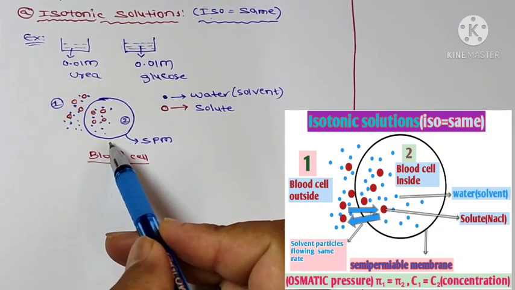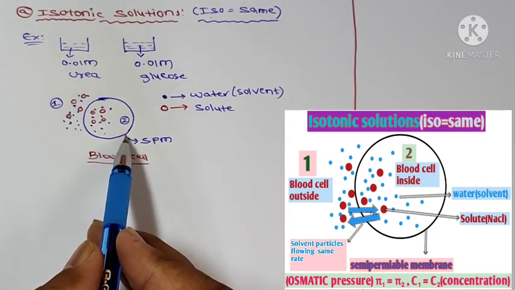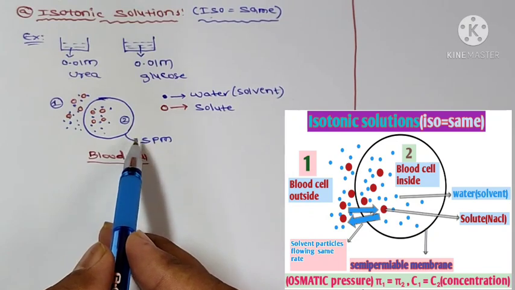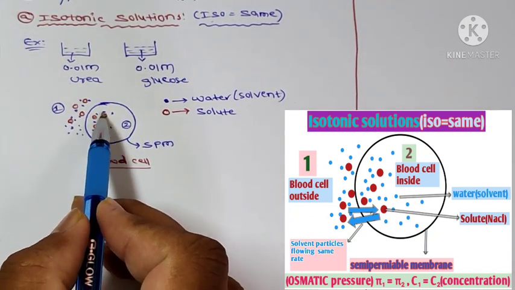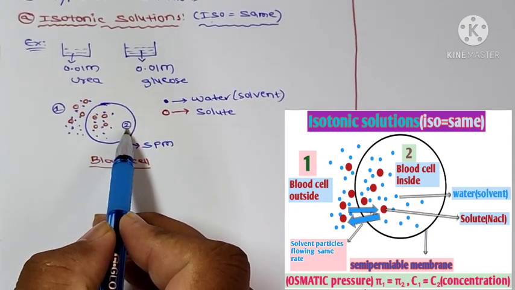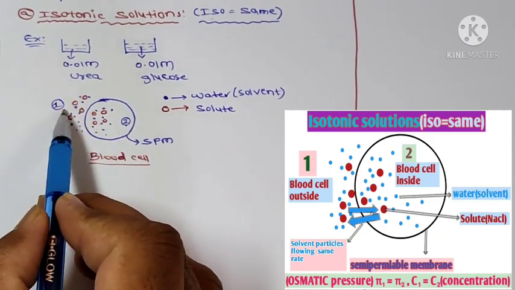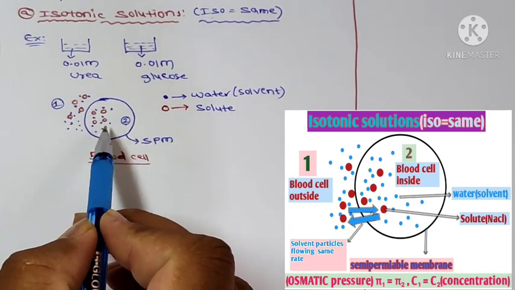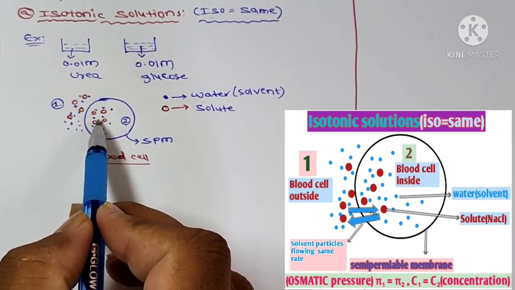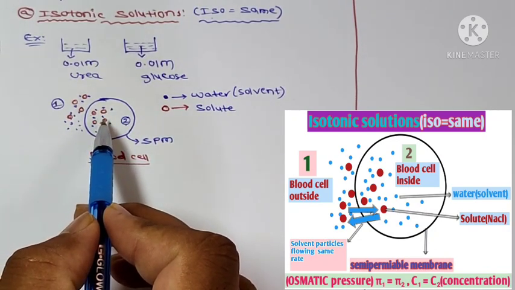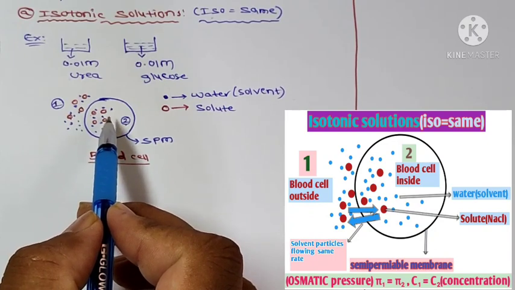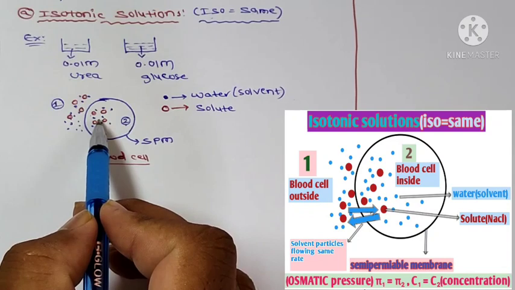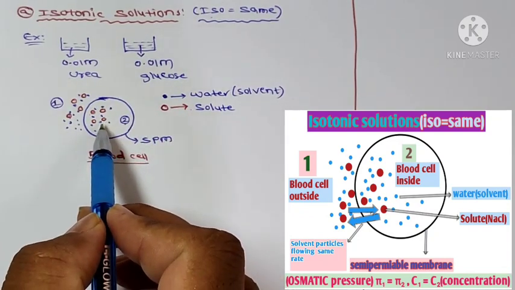So this is the blood cell and this is the cell membrane, and it acts as a semi-permeable membrane. And inside the blood cell indicated by number 2 and outside that blood cell indicated by number 1. And that blue dots show the water, means it is a solvent, and that red dots show the solute particles.